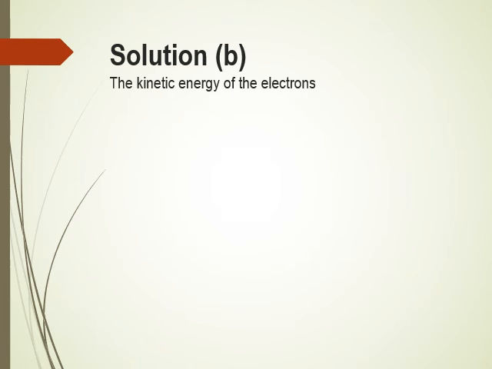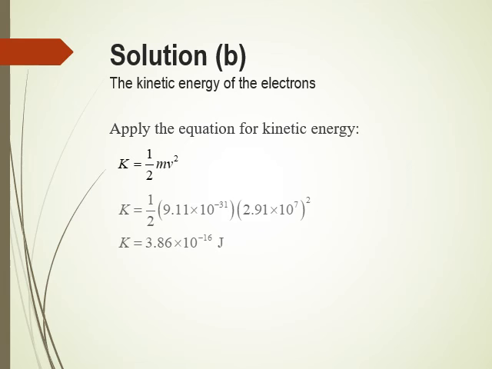Question B is asking for the kinetic energy of the electron. So this is just a very simple question. You can solve it by applying the equation K equals 1 over 2 mv squared. Substitute the values into the equation. The kinetic energy is then equal to 3.86 times 10 to the power of negative 16 joule.